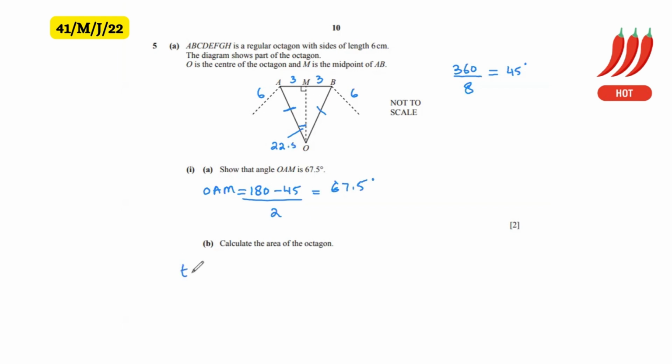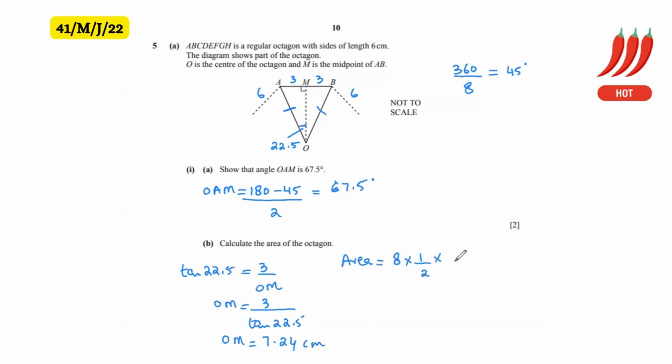We use tan. Tan of 22.5 equals 3 over OM. So OM is going to be 3 divided by tan of 22.5, which equals 7.24 centimeters. So area would be 8 times 1 over 2 times the base, which is 6, and the height is 7.24. Once again, we're multiplying the area of one triangle by 8 to find the area of the octagon.